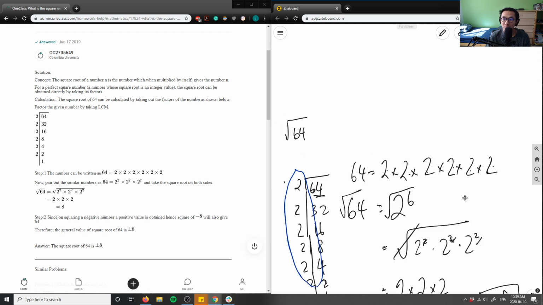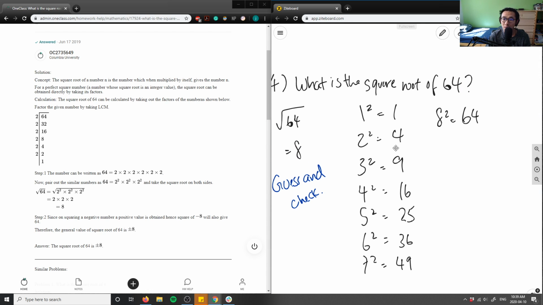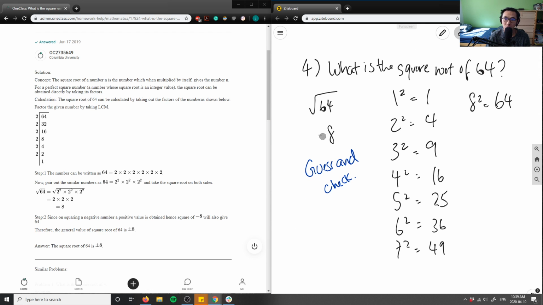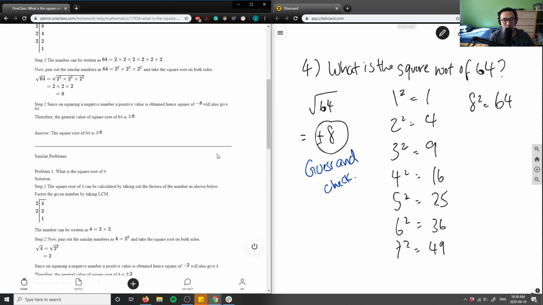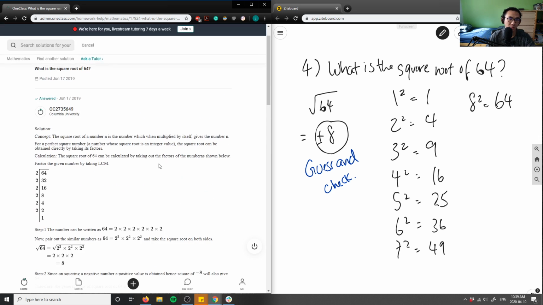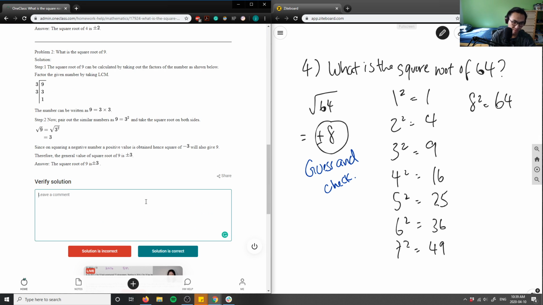I actually forgot to put plus or minus 8 in my solution, so good on the person from Colombia for catching that. A lot of students, even myself, always forget the minus here. So plus and minus 8 is also our solution. I'm going to say this is a perfect solution because they broke this down very nicely.